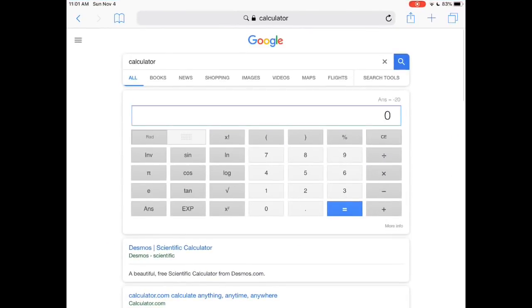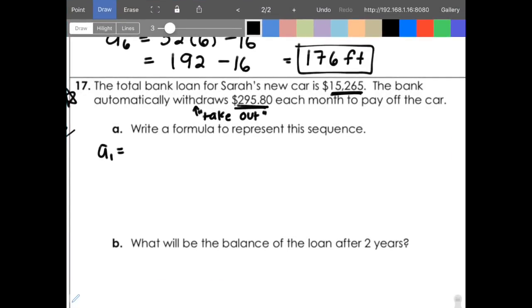So let's do that first. I have $15,265, and I'm going to subtract. Why subtract? Because it says withdraw. Withdraw means take out. It means take away, right? So the first month is $14,969.20. Remember, A sub 1 always means the first. So the first month, she's going to have $14,969.20 left on her loan to pay. She still has this much money to pay.